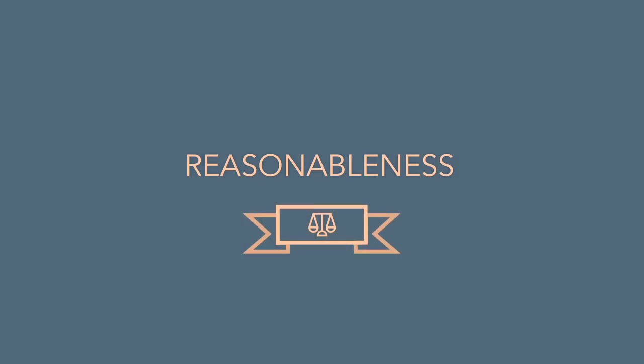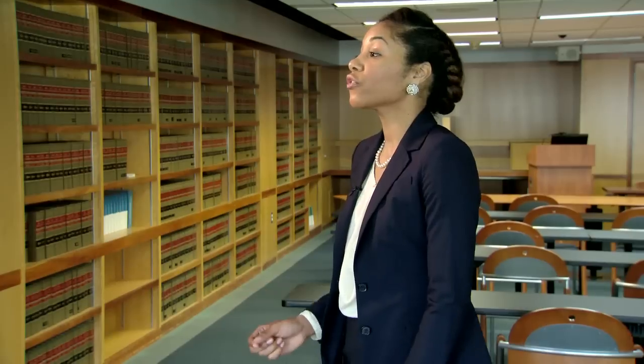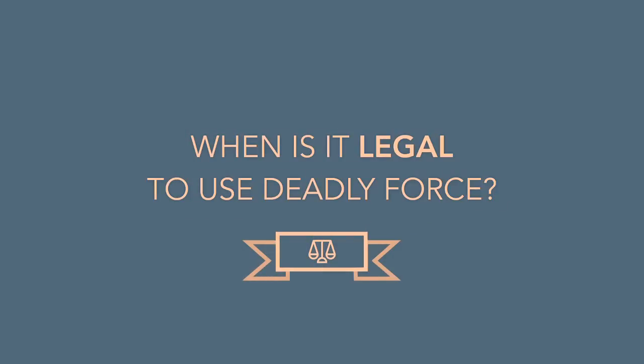So a term we've talked about a lot has been reasonableness. It's important to note that reasonableness is not viewed from the perspective of the juror or the prosecutor, but of the person who is in the situation at the specific time. Let's talk a little bit more about reasonableness. An officer's use of deadly force against a suspect is legally defined as a seizure. An officer may use force when detaining a suspect. But when is it legal to use deadly force?